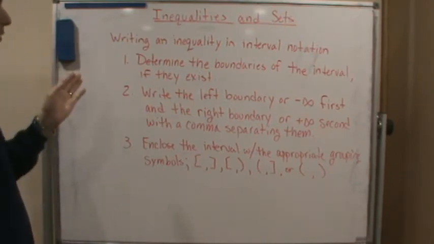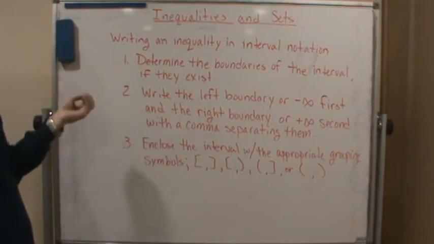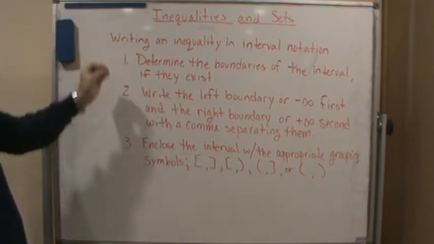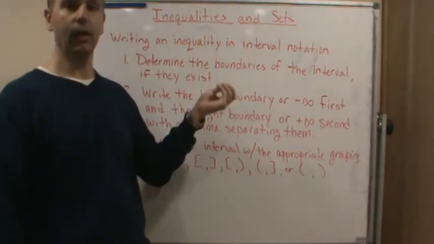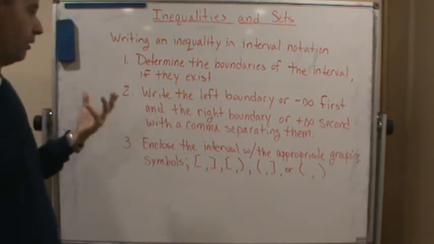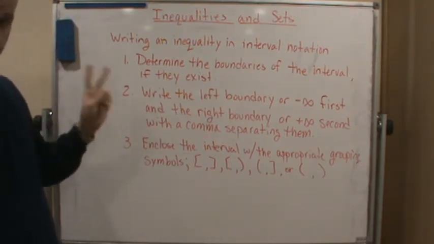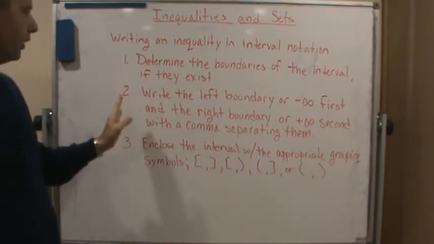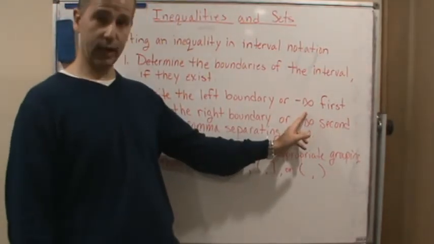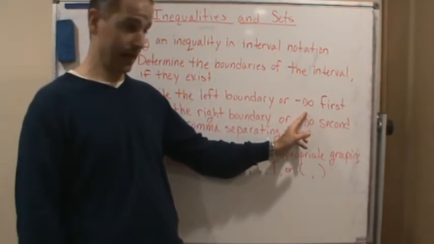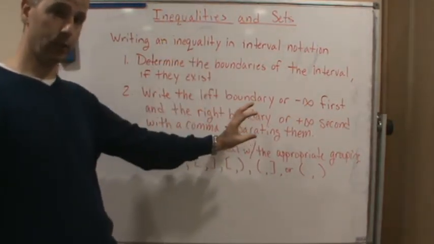Writing an inequality in interval notation uses these steps. Step number one, just like before when graphing, we want to determine the endpoints of the interval, if they exist. So identify those. Then two, we're going to write the left boundary, or we're going to use negative infinity if the left boundary doesn't exist first. So we'll always write the left boundary first, followed by the right boundary.